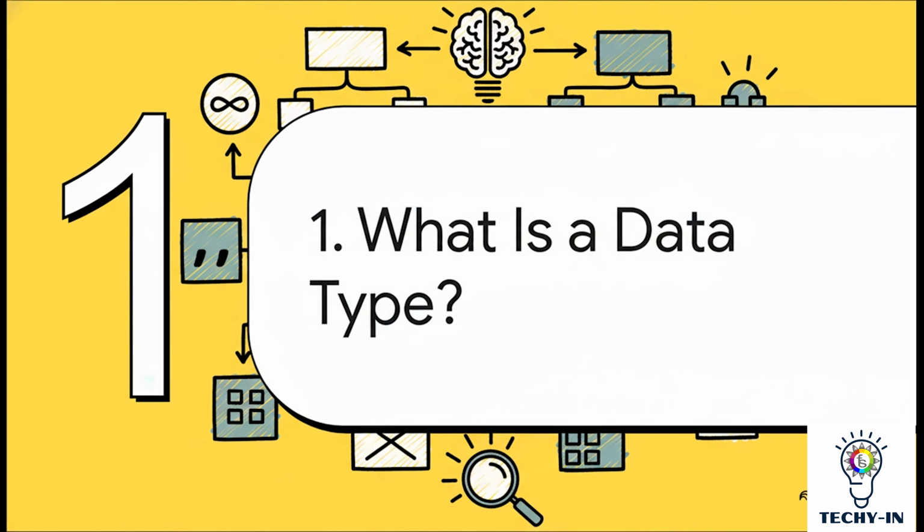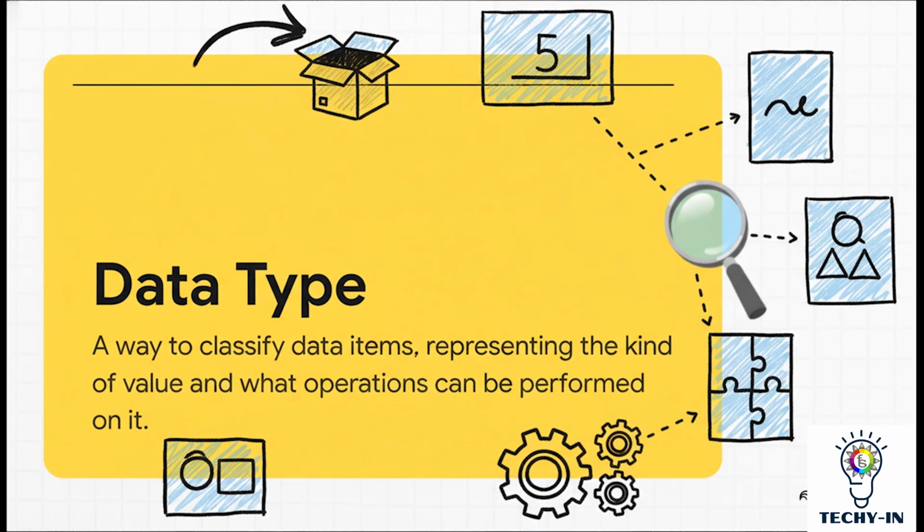First things first, what exactly is a data type when we're talking about programming? You know, the easiest way to think of a data type is just as a label. And this label tells Python two absolutely crucial things. First, what kind of information is inside a variable, and second, what you're actually allowed to do with it, right? You can add two numbers, but you can't divide two sentences. The data type is how Python knows the rules of the game.